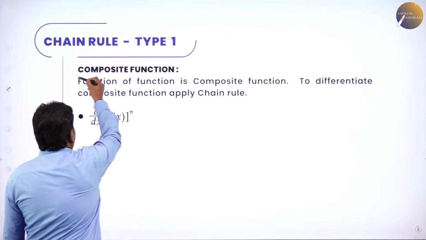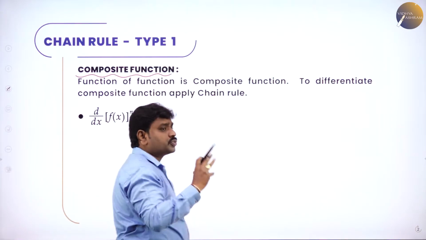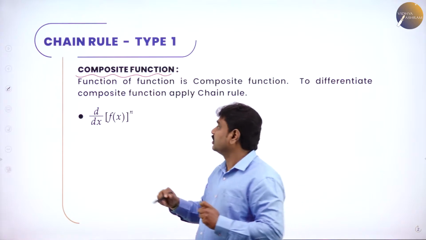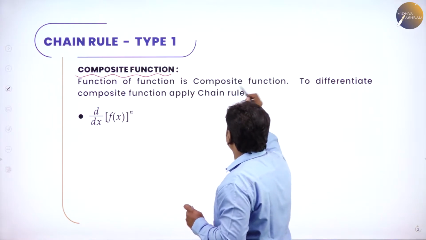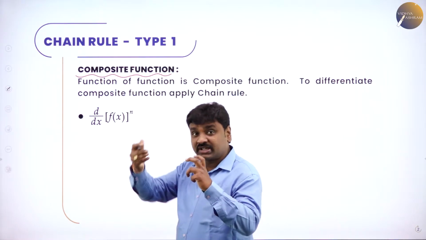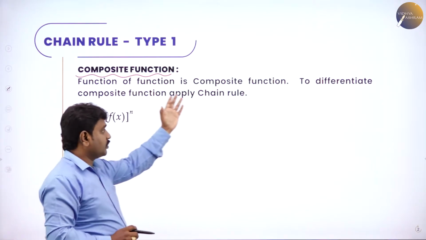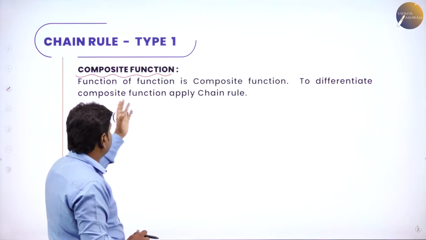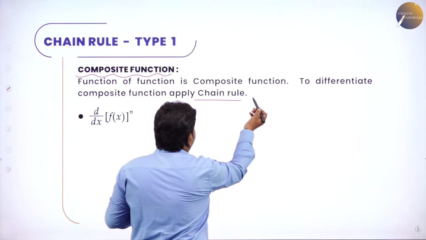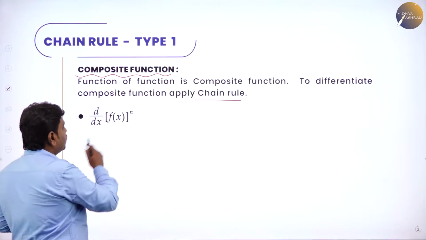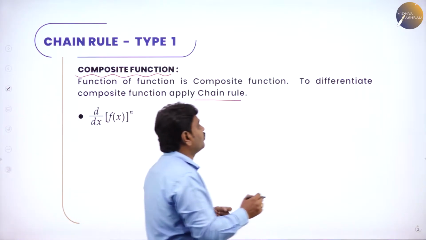So now before starting with chain rule, what is a composite function? Composite function means what? Function of function. So a function of function is composite function. If one function is present inside the other function, we call it as composite function. To differentiate composite function, apply chain rule. To differentiate composite function, apply what? Chain rule.